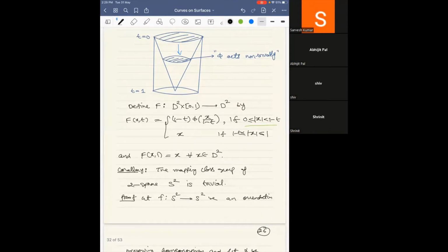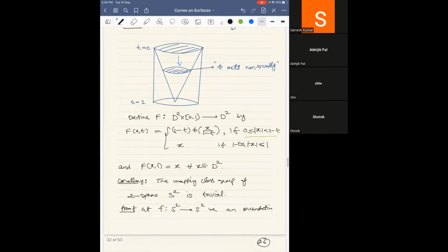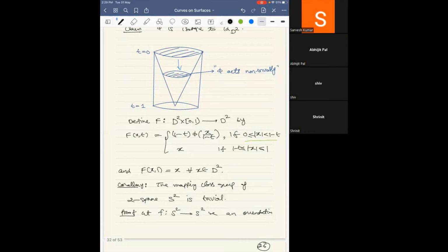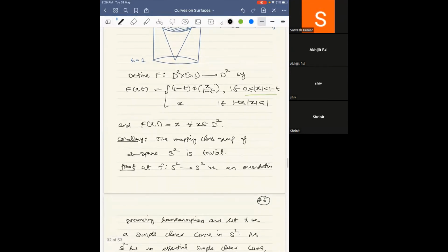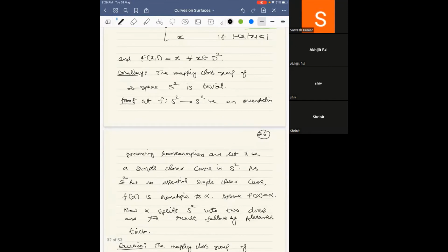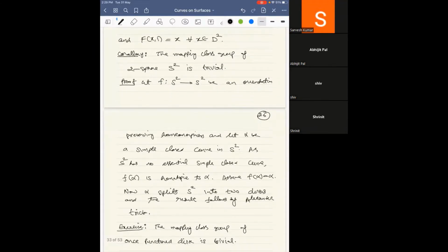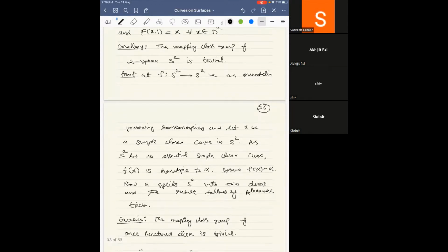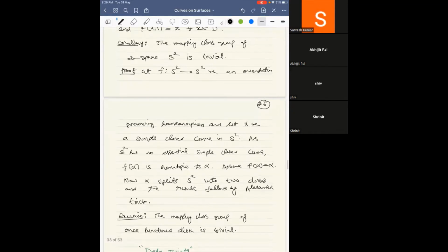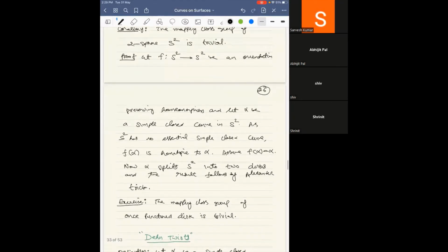Okay. So a quick corollary of this is, if you want to see what the mapping class group of a two-sphere is, that is also trivial. So how does one argue that? The argument is not very difficult. Let us start with an orientation preserving homeomorphism f, and take alpha to be some simple closed curve. But we know S2 has no essential simple closed curves. So whatever curve you take, f of alpha is always homotopic to alpha. So you can assume f of alpha equals alpha.